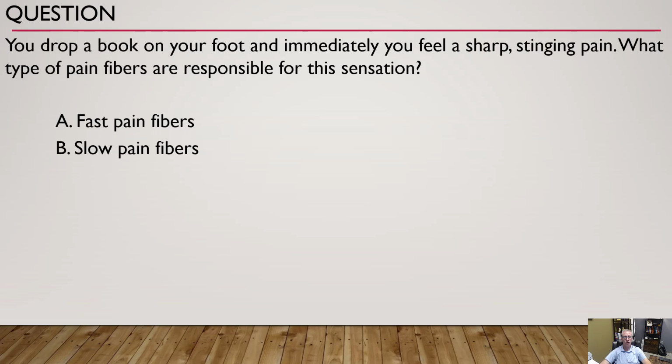All right, so you drop a book on your foot, and immediately feel a sharp, stinging pain. What type of pain fibers are responsible? Sharp, stinging pain. So sharp pain, immediate, fast pain fibers. Dull, aching pain, slow.